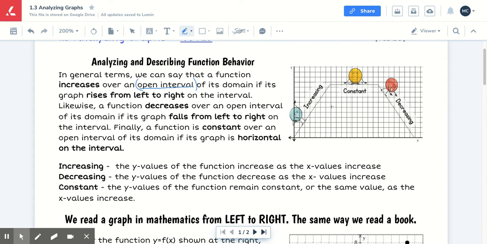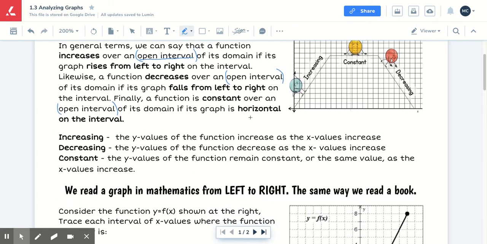So a function would be decreasing over an open interval, again, an open interval, so parentheses again, if the graph is falling from left to right. So on our picture over here, that would be this area. And you could also say that a function is constant over an open interval of its domain if the graph is horizontal on that interval. So that would be this little piece of the graph here on our picture.